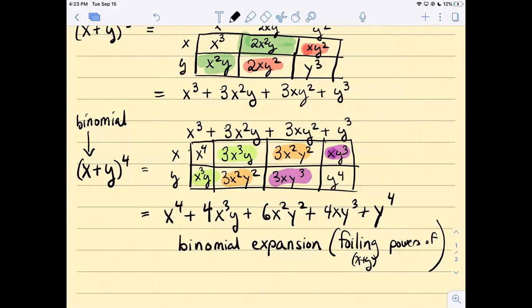Are you just asking for patterns in the way it grows? Just the last one, let's say x plus y to the 4th. Not necessarily in the way it grows, but just that it's a specific thing. What can we say about each term? What's something they all share in common?